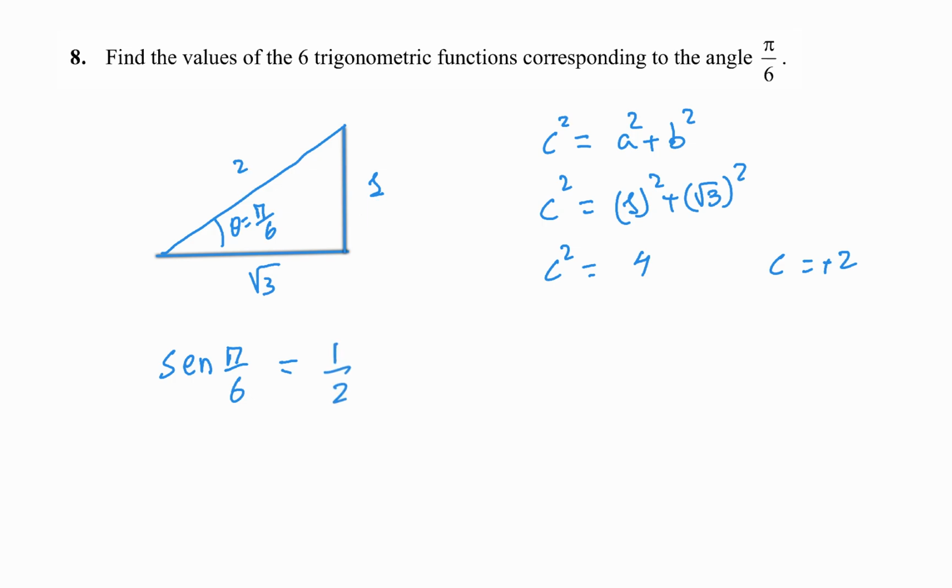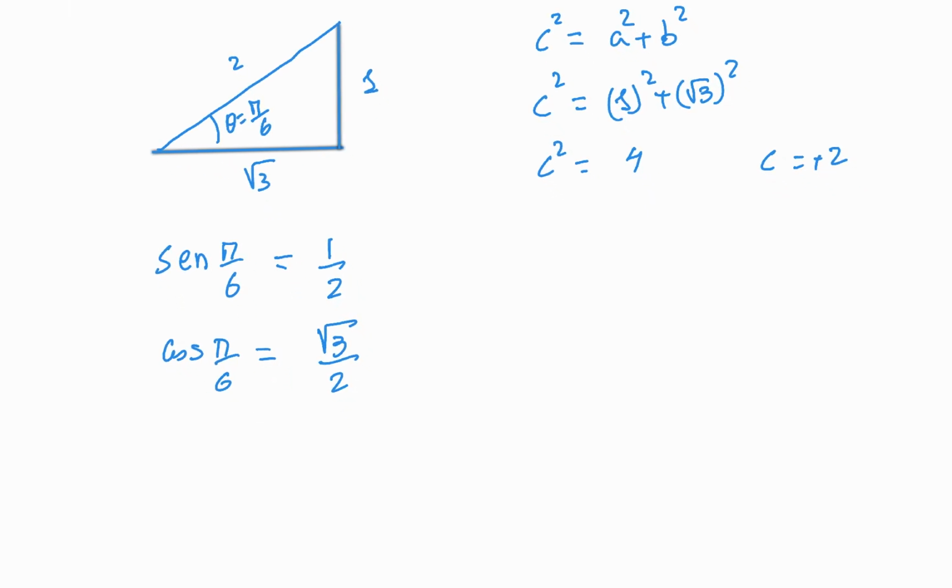Cosine of pi divided by 6. What will be cosine of pi divided by 6? It will be adjacent divided by hypotenuse. So square root of 3 divided by 2. What will be tangent of pi divided by 6? Tangent of pi divided by 6 is opposite divided by adjacent. It's 1 divided by square root of 3. So you know that tangent of 30 is 1 divided by square root of 3.